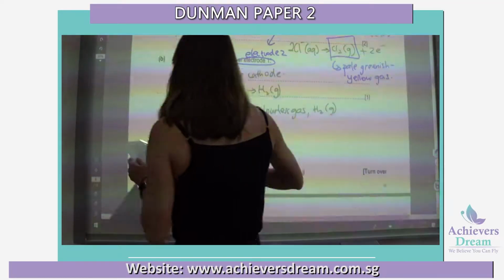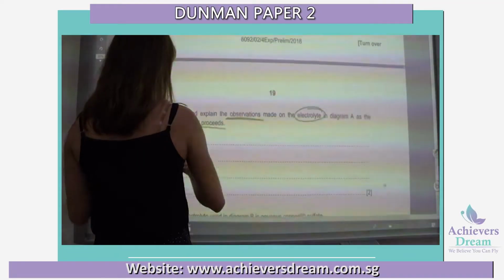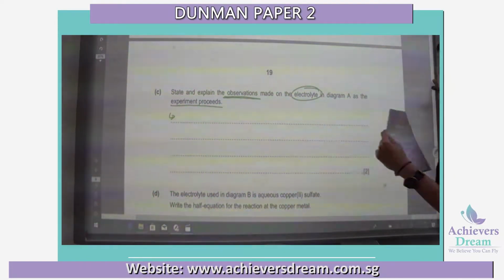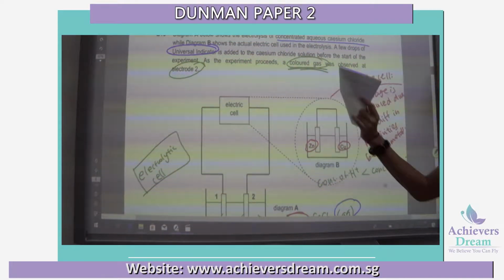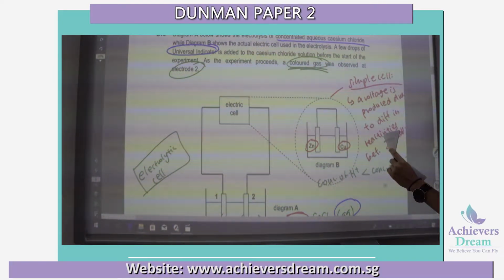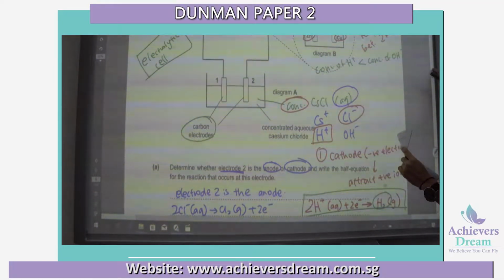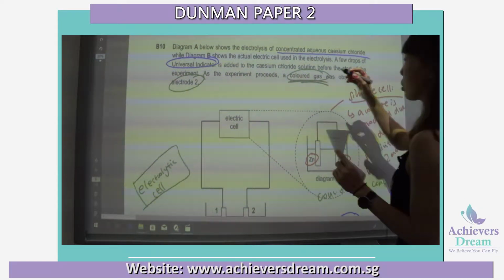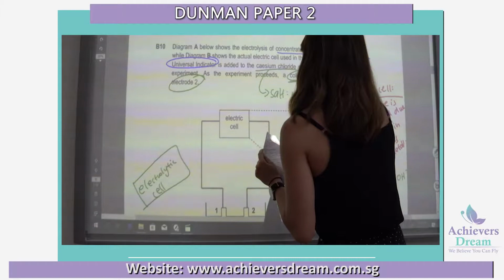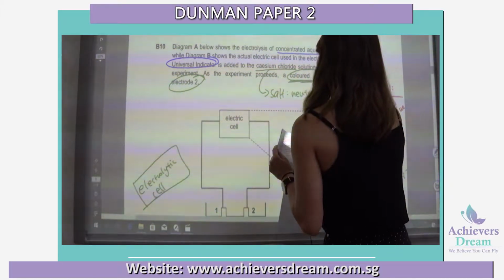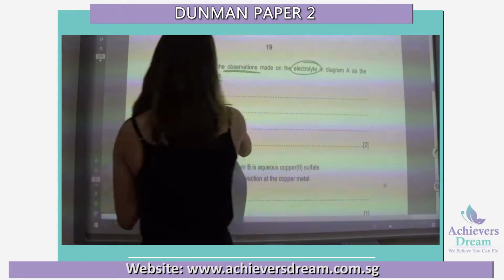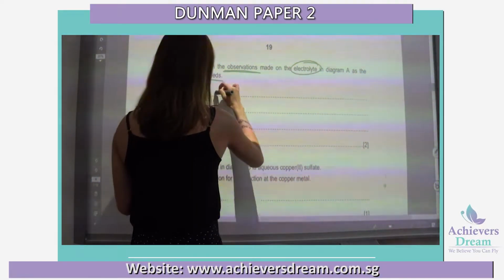So how do I explain? You can see that we are going to use the color of the universal indicator to help us explain the observation. Remember at the start they said a few drops of universal indicator was added to cesium chloride solution, which is a salt solution, correct? This is a salt. So salts are neutral. They have a pH of 7. So what's the color of universal indicator in neutral solution?